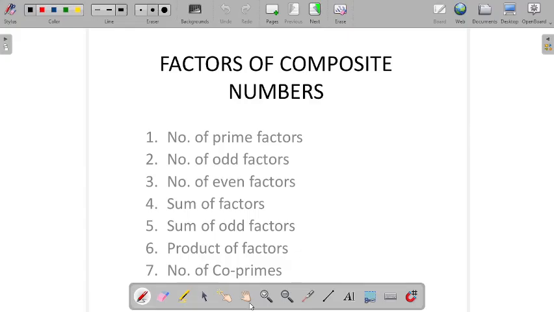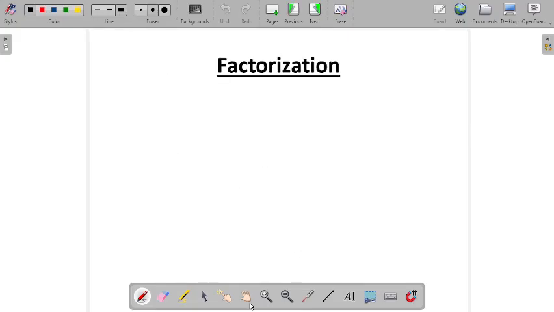Let's start the topic. For understanding this topic, first of all, we should know what is factorization. Under this factorization, we find factors for a given number. For example, let's take 120. For this 120, we need to find factors. Based on these factors only, we can find number of factors or sum of these factors or product of these factors. So let us apply division method.